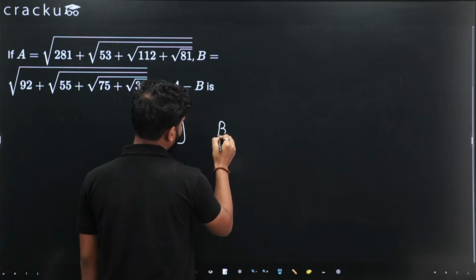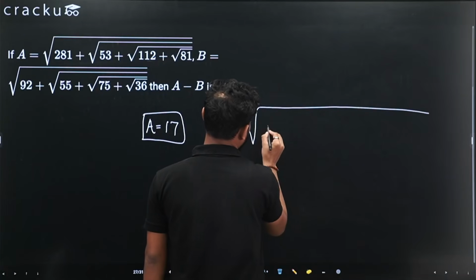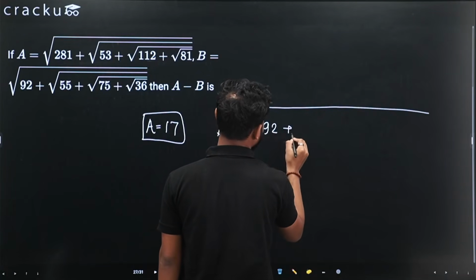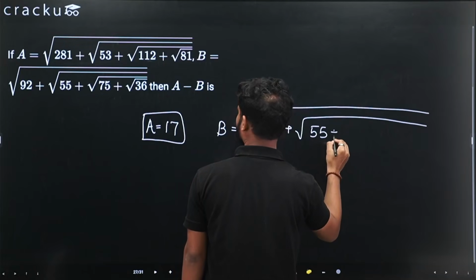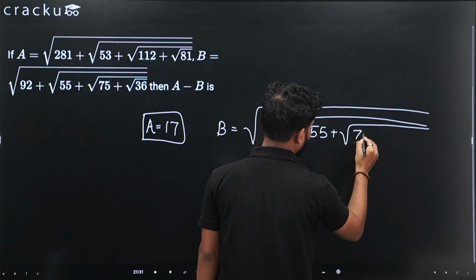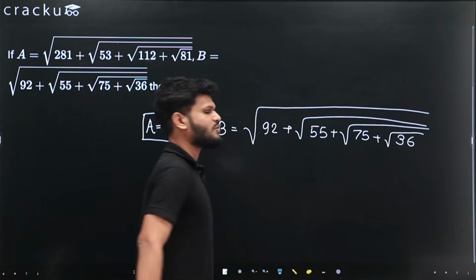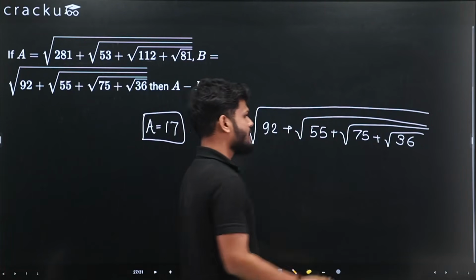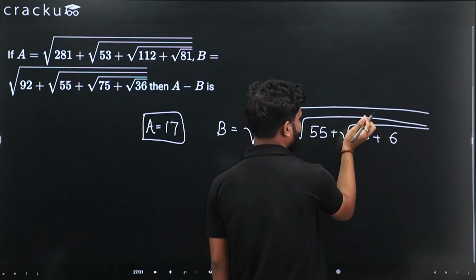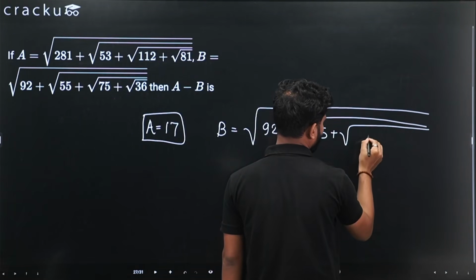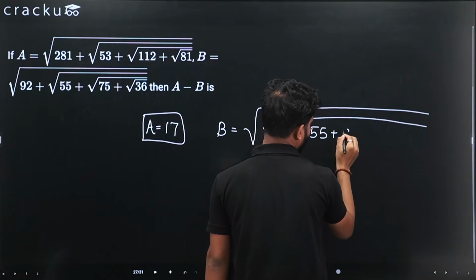Let us write down for B. B is given as under root 92 plus under root 55 plus under root 75 plus under root 36. Let us try to solve from the innermost root. So under root 36 is 6. 75 plus 6 is nothing but 81. What is the square root of 81? The square root of 81 is 9.